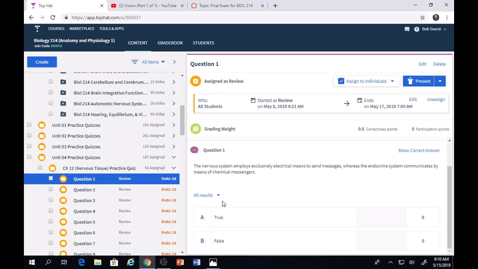So chapter 12, question 1 states, the nervous system employs exclusively electrical means to send messages, whereas the endocrine system communicates by means of chemical messengers. And this is a false answer. The part that a lot of people overlook is that, yes, the nervous system overwhelmingly uses electricity, but from neuron to neuron, at a chemical synapse, it's going to use a chemical known as a neurotransmitter to send that information. So that's why this is a false statement.